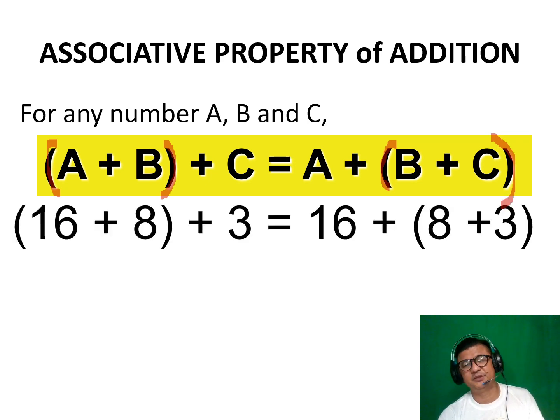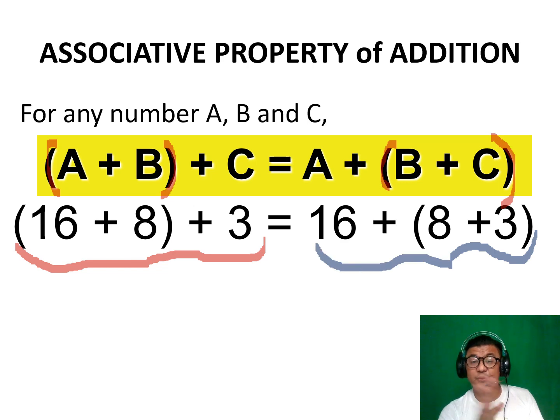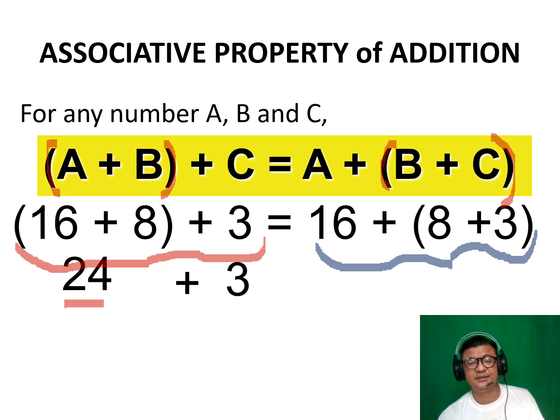So let's plug in some numbers. Let's do the left side of the equation first. And then later on, we will do the right side and we will compare if they're the same. So in this case, do the parentheses first, you get a 24. All right, 24. Now, next, add the 3. On the other side, add the 8 and 3 first, you're going to get an 11. Then bring down that 16.